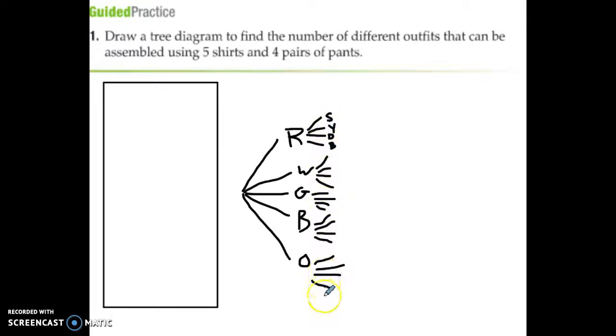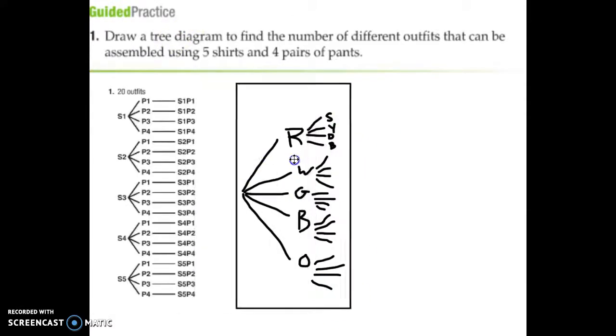So how many outcomes total are there? Well, there's 4, 4, 4, 4, 4. Total of 20 outcomes. All right, so here's what maybe a little better drawn one would look like. Here's shirt 1 through 5, pants 1 through 4, total of 20 outfits. All right, so that's how we count. And again, keep in mind, 5 and 4, my answer is 20.